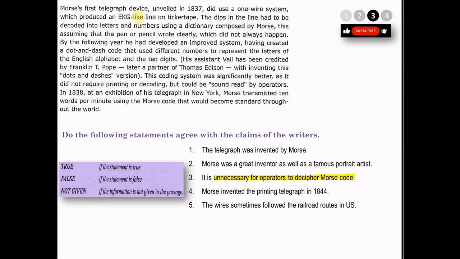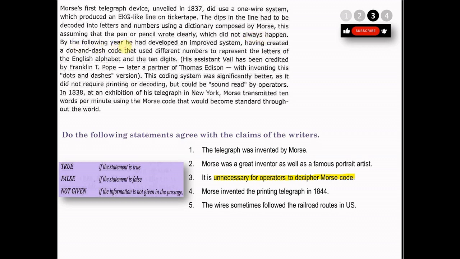So Morse's first telegraph device, unveiled, what does unveiled mean? Disclosed in 1837, or you can say Morse's first telegraph device appeared in 1837. He did use a one-wire system which produced an EKG-like line on the ticker tape. The dips in the line had to be decoded into letters and numbers using a dictionary composed by Morse, assuming that the pen or pencil wrote clearly, which did not always happen.